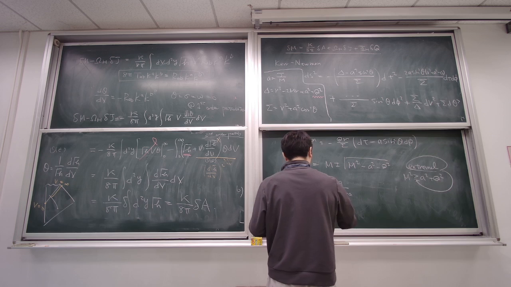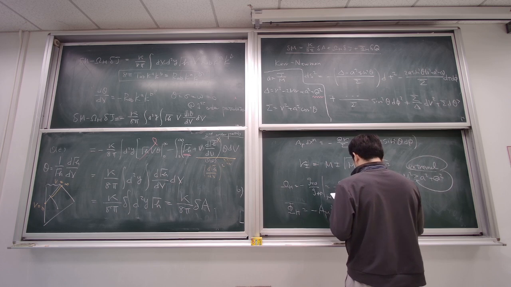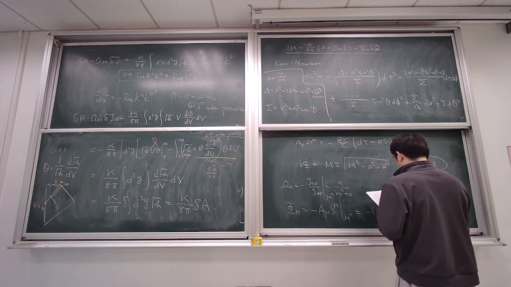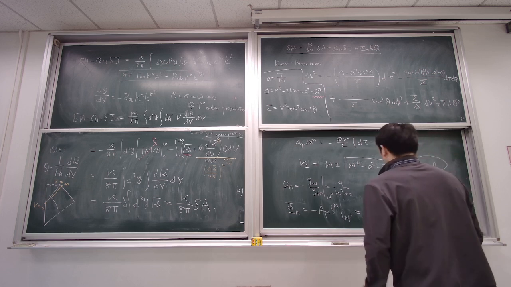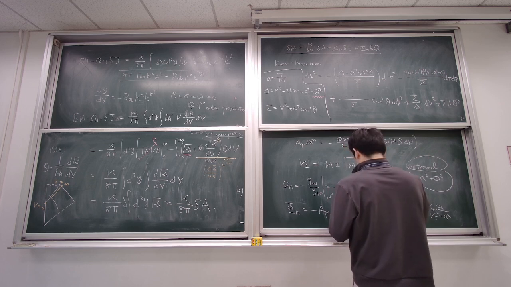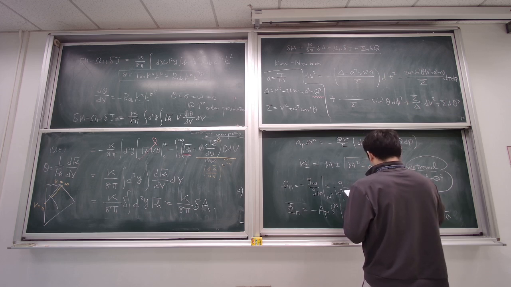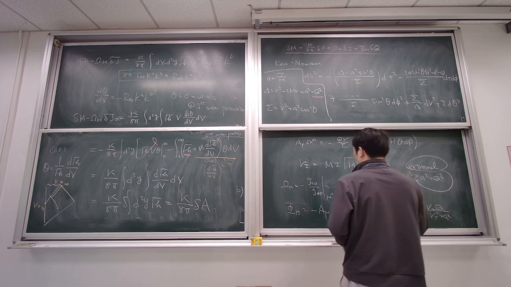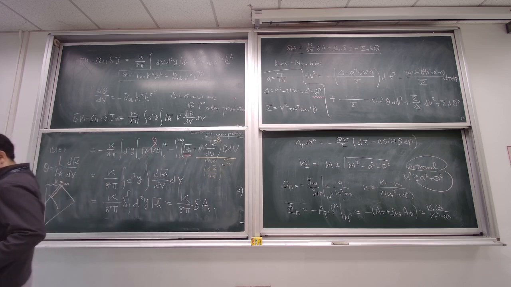At the horizon, r_+, which is minus A_t plus omega_H A_φ, which is r_+ Q over r_+ squared plus a squared. Okay, and then kappa is given by (r_+ minus r_-) divided by 2(r_+ squared plus a squared). Okay, so those are all ingredients.